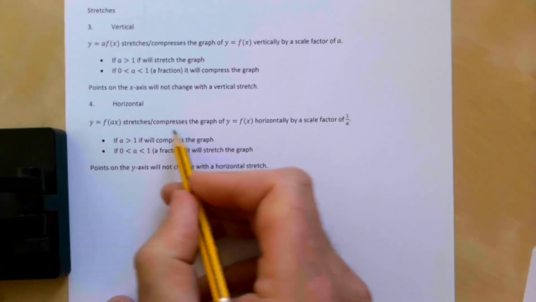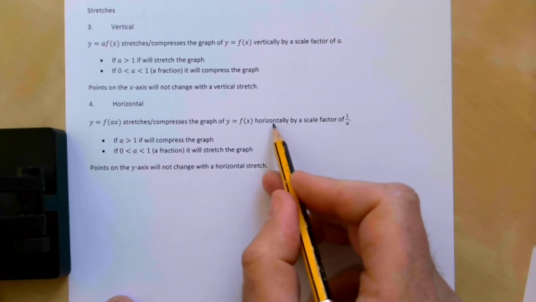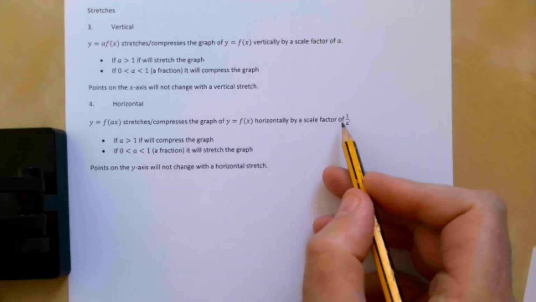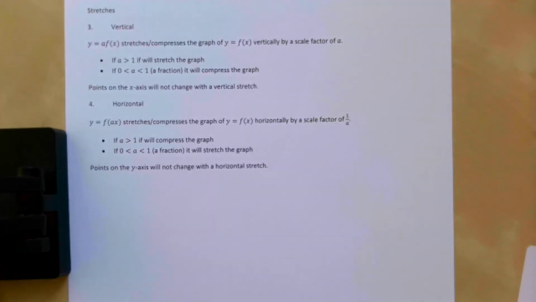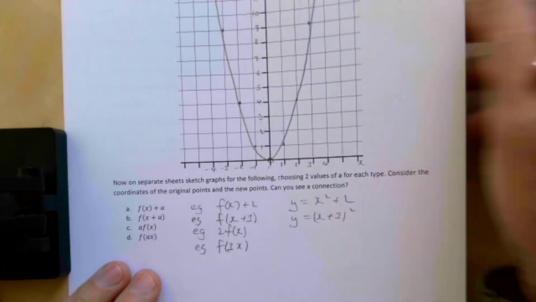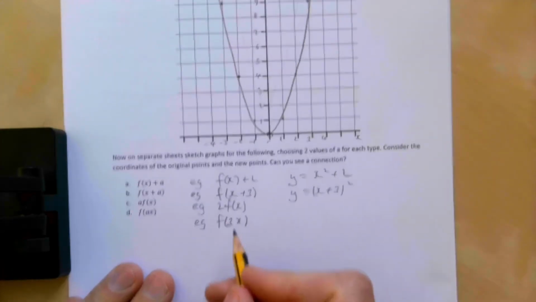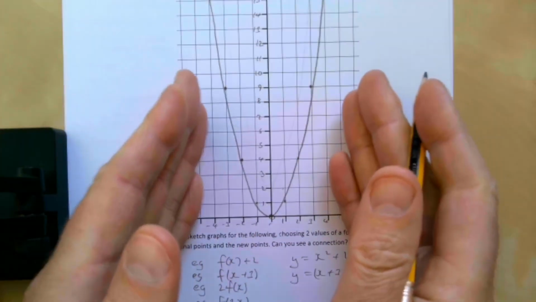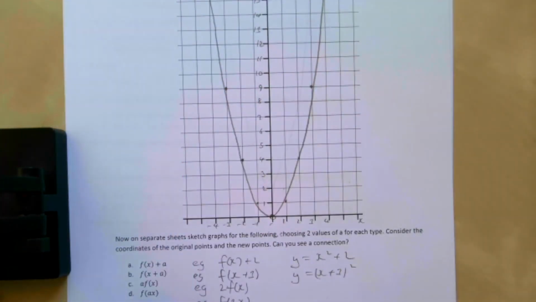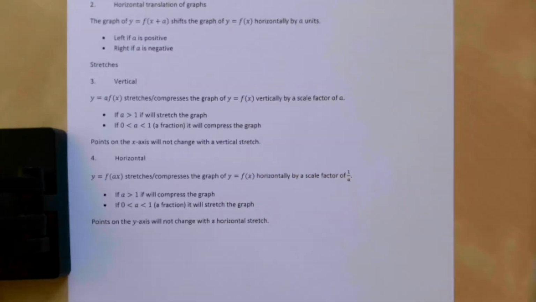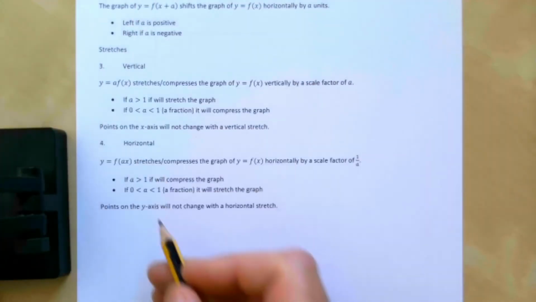And then a horizontal stretch is kind of like a compression, so it's horizontal by a scale factor of 1 over a. So just like what I said, it was f of 2x, I've written f of 3x here, but if it was f of 2x, everything would squeeze in twice as close towards the y-axis. So that's generally the 4 different graph transformations that you need to be able to deal with. If you watch the next video, we'll give you a much better idea of the sort of example you would see in a past paper question.